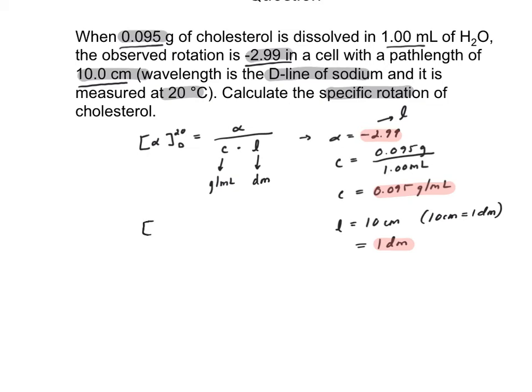So our specific rotation is equal to minus 2.99 divided by 0.095 times 1. When we calculate that, again, the negative sign follows. So this is still left-hand rotation, levorotatory, and the answer here is 31.4 degrees. So our specific rotation for this molecule at this temperature using this wavelength of light is minus 31.4 for this enantiomer. Or just this solution. I shouldn't say that, pardon me.